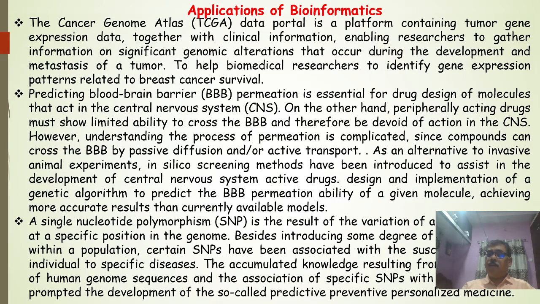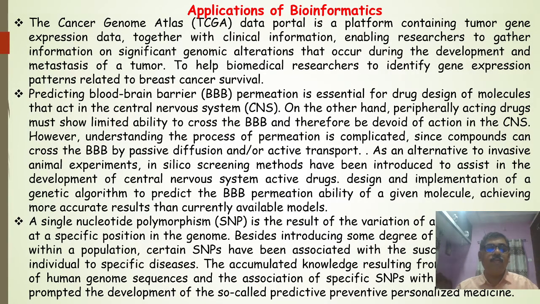Then the next one is predicting blood brain barrier, BBB, permeation. It is very important and essential for designing drug molecules that act on the brain or the central nervous system and the spinal cord. Understanding how permeation occurs is very complicated in the central nervous system, since compounds can cross the blood brain barrier by passive diffusion as well as active transport.